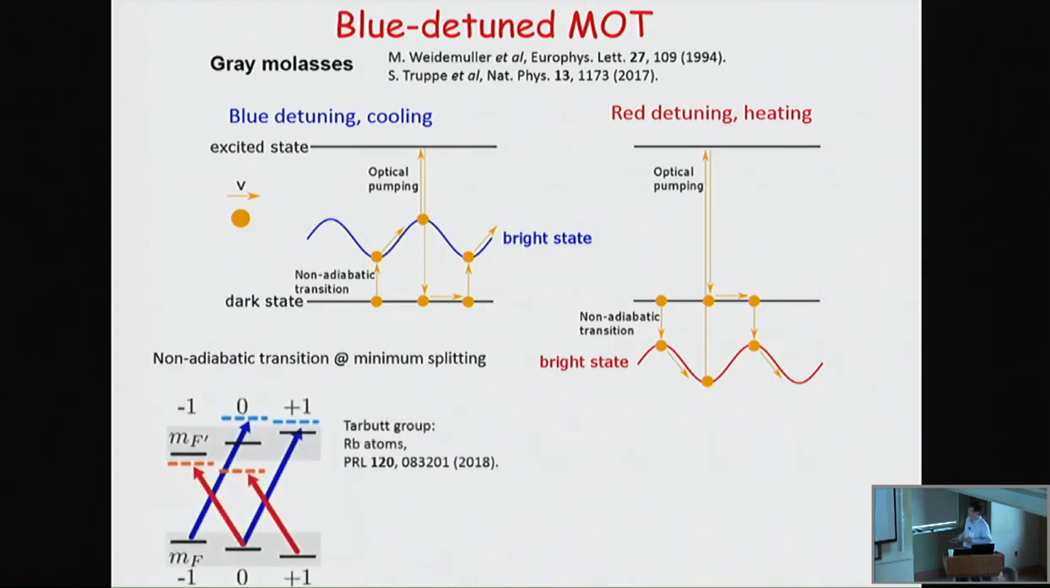And what Mike brought into this picture is, he said, well, if the excited state has a big enough g factor, you can actually see that the gray molasses can work. At the same time, you can also have a restoring force also working. And that's the component of the so-called blue-detuned MOT.